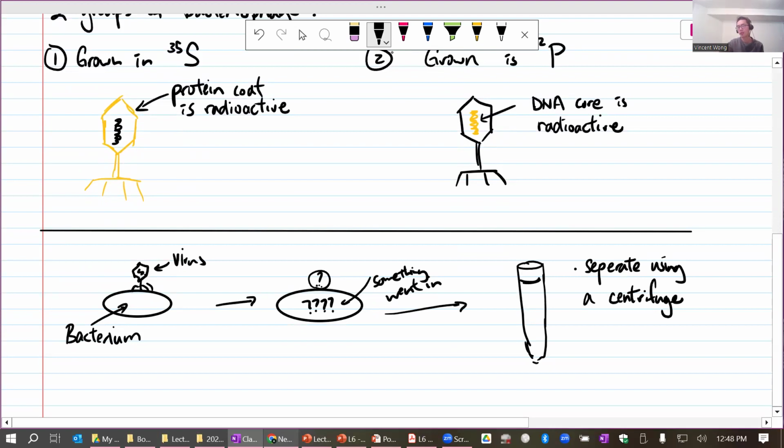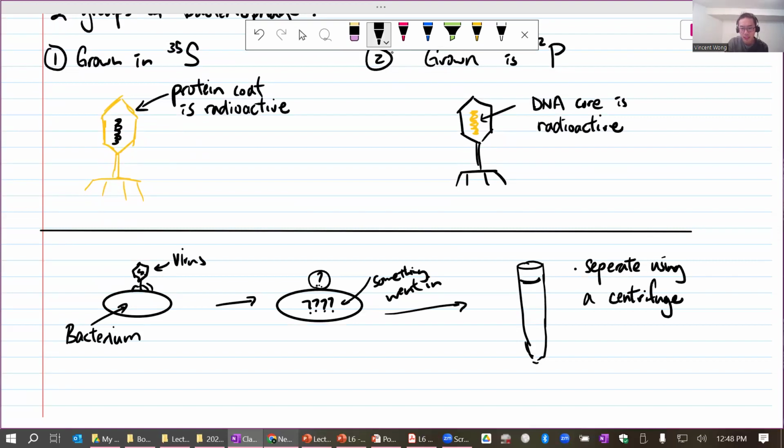Okay? Centrifuge is just something that spins really, really fast. It's a machine that spins really, really fast. And when you spin something really, really fast, the heavier stuff will go to the bottom. And then the lighter stuff is going to be at the top. So just by looking at this picture, right? Do you think the bacteria is heavier, or do you think the virus is heavier? What do you think, huh? Just based on intuition. Bacteria is heavier. That's right.